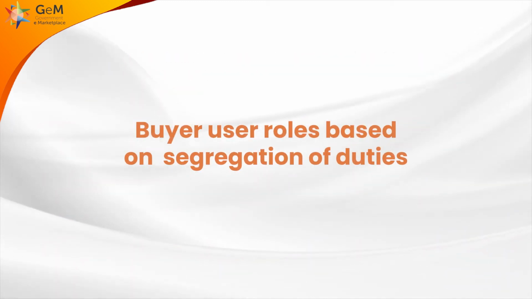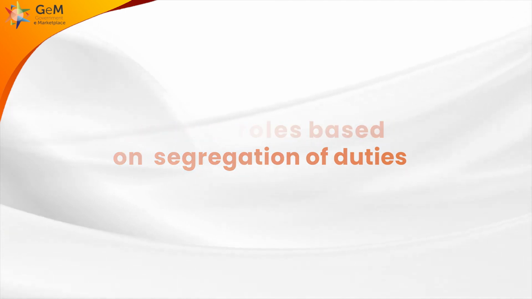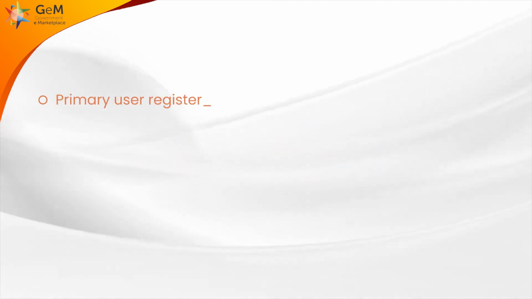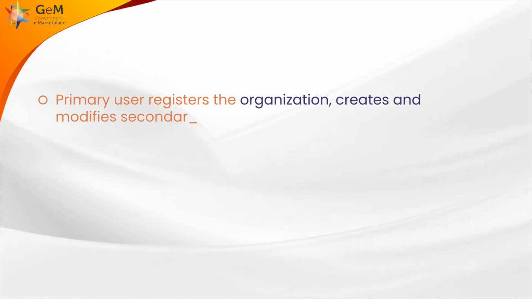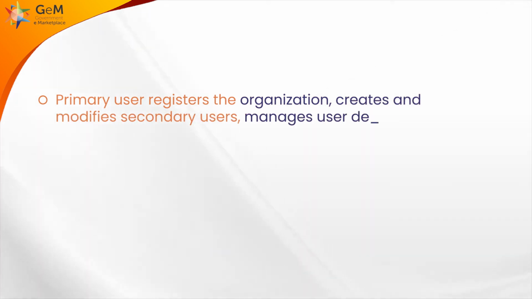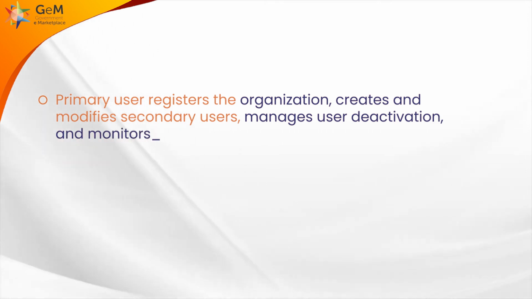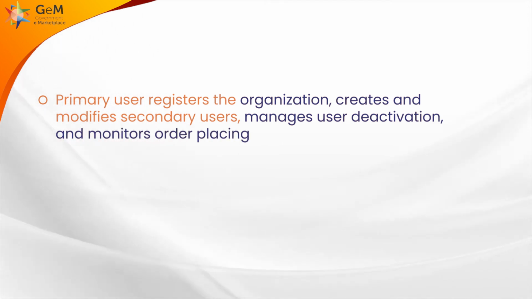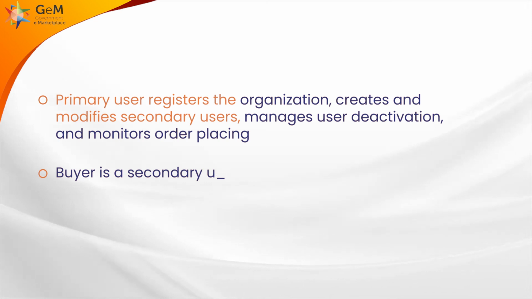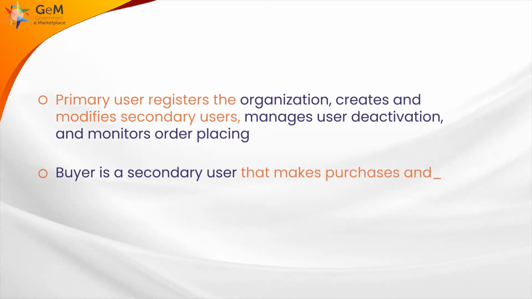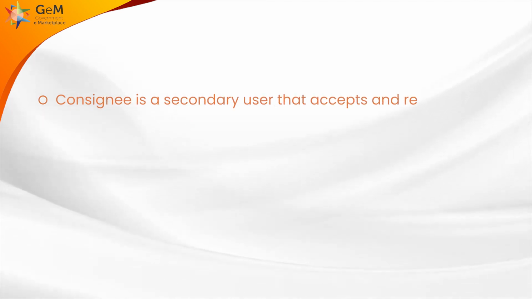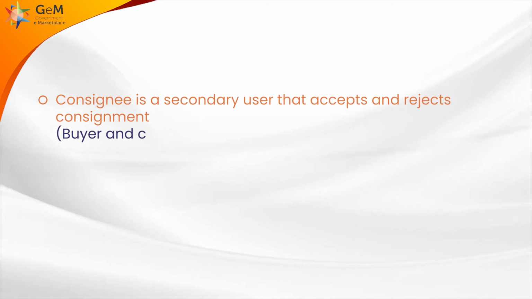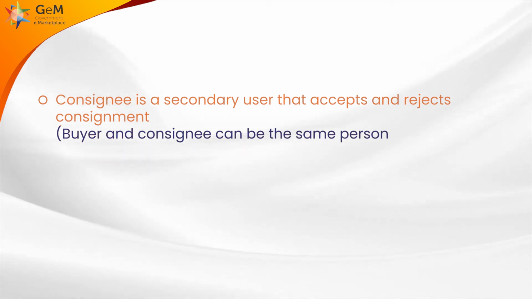Buyer-user roles based on segregation of duties. 1. Primary user registers the organization, creates and modifies secondary users, manages user deactivation, and monitors order placing. 2. Buyer is a secondary user that makes purchases and drafts bills. 3. Consignee is a secondary user that accepts and rejects consignment. Buyer and consignee can be the same person.